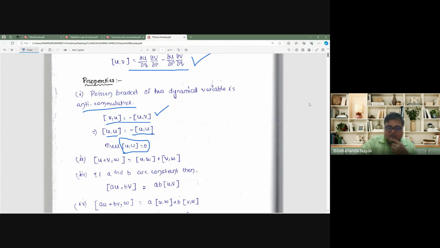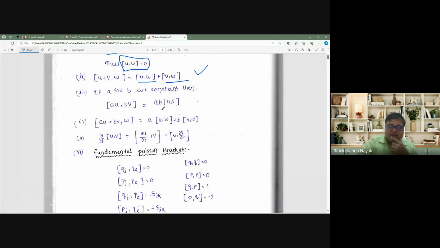Another identity is linearity. The Poisson bracket of u plus v with w is equal to the bracket of u with w plus the bracket of v with w. If a and b are constants, then the bracket of a u with b v is equal to a b times the Poisson bracket of u and v. Another thing, the bracket of a u plus b v with w will be a times the bracket of u, w plus b times the bracket of v, w. The time derivative of the Poisson bracket of u and v is equal to the bracket of del u by del t with v plus the bracket of u with del v by del t. These are the fundamental rules of Poisson brackets.